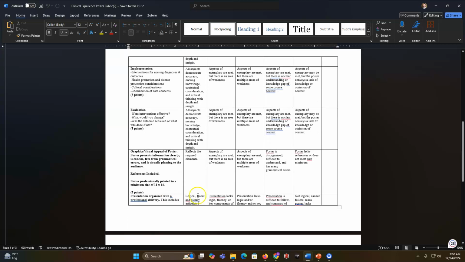Going into your implementation, within this it is looking at your nursing diagnosis, your outcomes, what health promotion was done, what your cultural consideration for this is, and coordination of care. So speak to all these different issues, and make sure that you cover them.